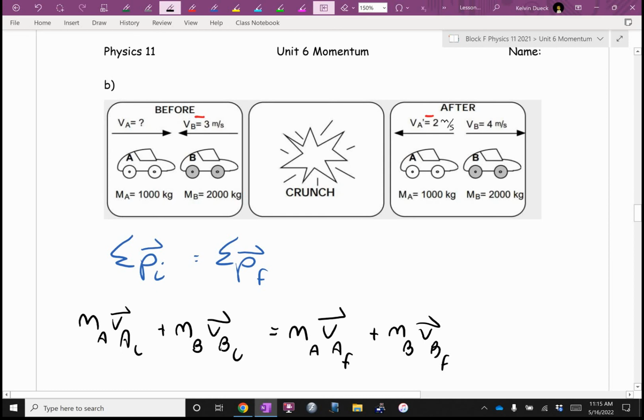And I hope you can say what we're really saying is, look, here's everything that was moving beforehand. Here's the total momentum we started with. Here's everything that was moving afterwards. Here's the total momentum we finished with. They have to be the same. That's the law of conservation of momentum.